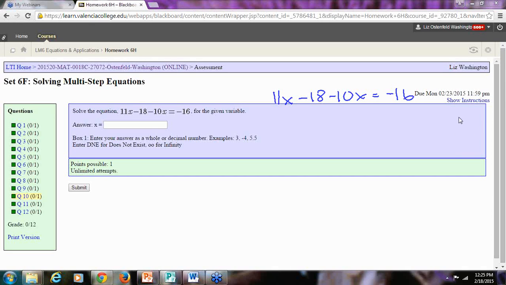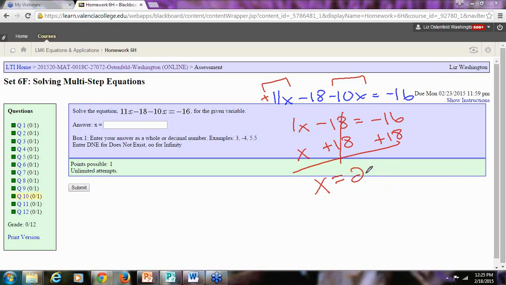The thing here is you have to, let me change my pen color. On the left-hand side, I have some terms that are like terms. Before you start solving, you need to go ahead and put those together. So I have a positive 11 and a negative 10, which means I really only have one positive x left. I'm going to bring down the minus 18, bring down the negative 16. Now I want to get x by itself by adding 18 to both sides because 18 is the opposite operation of negative. I'm left with x equals 2 as my final answer.